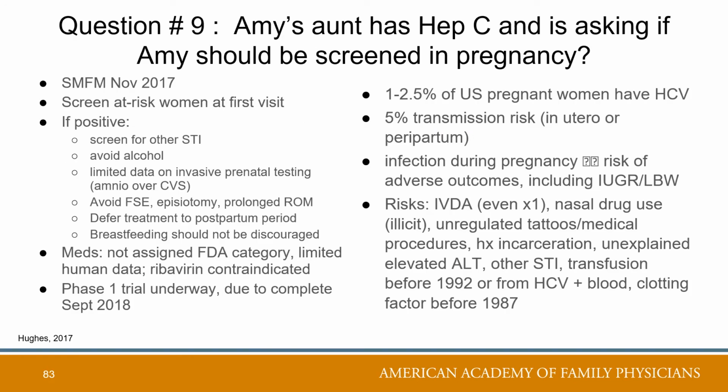Now we're going to talk about hepatitis C. So Amy's aunt has hepatitis C, and she's asking if Amy should be screened during pregnancy. Basically, at this point, this slide doesn't describe the most specific recommendation, which is basically to screen all pregnant patients for hepatitis C. The other approach that we used to take was much more risk-based.